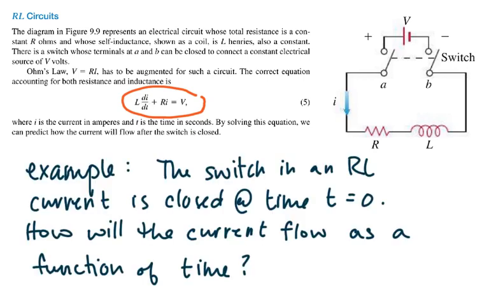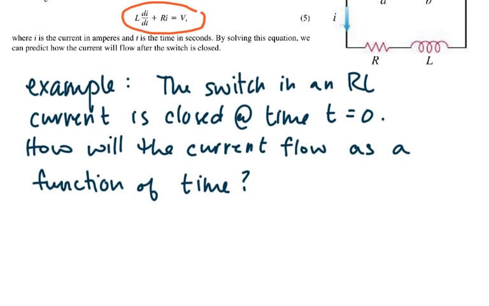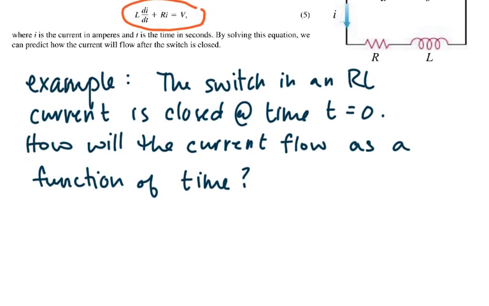So we're going to do an example here. We're going to be dealing with the switch in an RL circuit, and suppose that it's closed right at time equals 0. How will the current flow as a function of time? So we're going to start with that differential equation given up there and put it in standard form. So we're starting with L di dt plus Ri equals V.